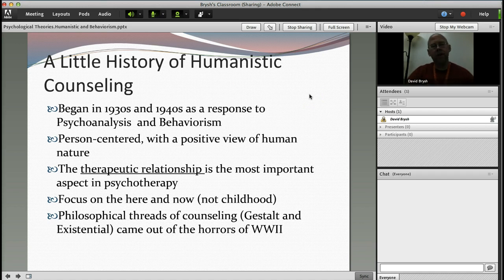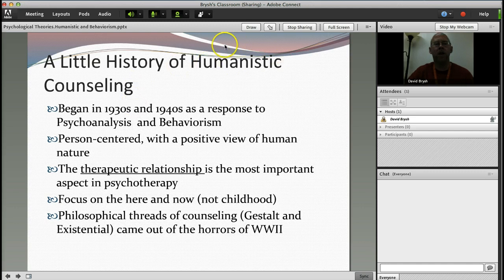And it began in the 30s and the 40s as a response to both psychoanalysis, which had kind of peaked at this point, and it was probably as popular as it was ever going to get. And then behaviorism, which was kind of on its upward trajectory and is just starting. Now behaviorism is still around and practiced a lot. Psychoanalysis is not around very much anymore. Most people practicing now are like an amalgamation of a couple of these theories. So it's not just one thing.